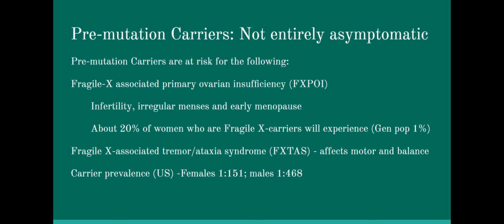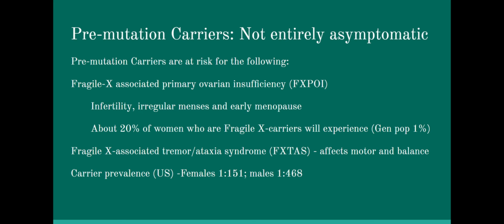So one of those is Fragile X associated primary ovarian insufficiency. And in women who are carriers for Fragile X, very often what you see is a history of irregular periods, infertility, and sometimes early menopause. And a pretty good number of these women will go into menopause before the age of 29. Average age in America is 51. About 20% of women who are carriers of Fragile X will experience primary ovarian insufficiency. In the general population, this risk is 1%. So it's a 20-fold risk for women who have this mutation to experience problems with their female reproductive cycle.